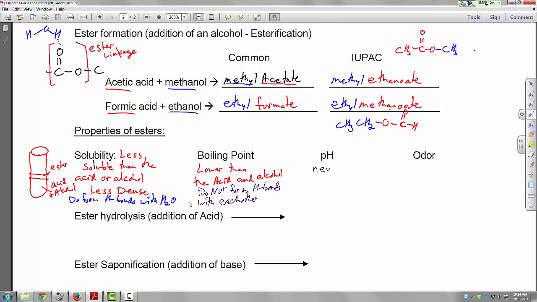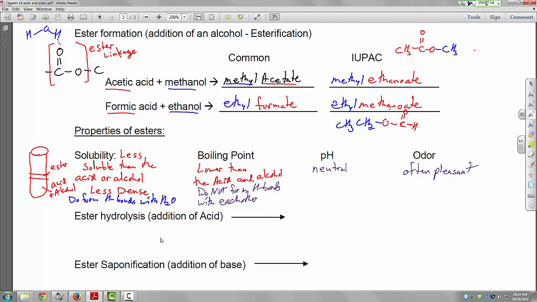pH: essentially the pH of these guys is going to be neutral. Acids, of course, have that acidic hydrogen, but we've removed that and replaced it with an alkyl group. If this is the acetate ion, if there was a hydrogen here instead of a CH3, it would be acetic acid. We replace that with the CH3. Acids donate hydrogens. We don't have a hydrogen here, so it's not going to be acidic, it'll be neutral. And the odors are often pleasant, as we learned in lab.